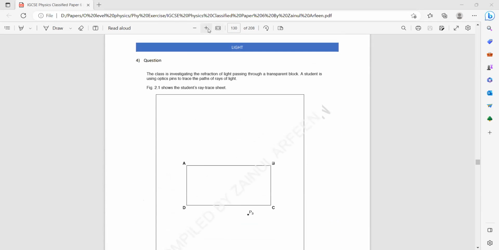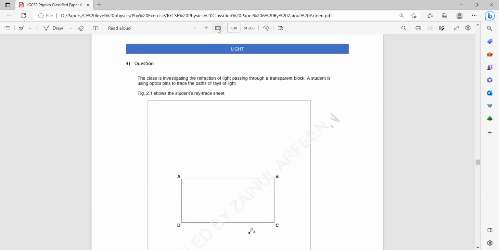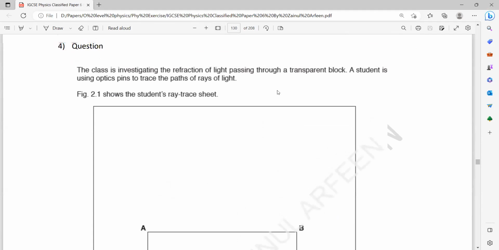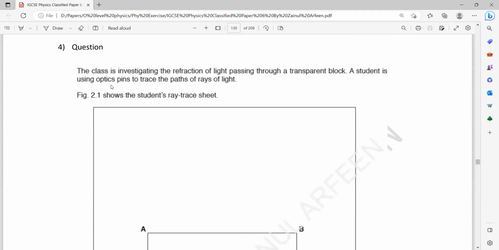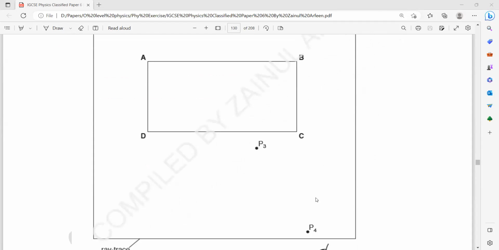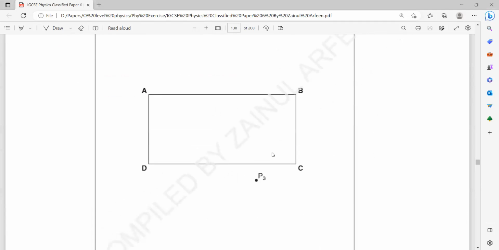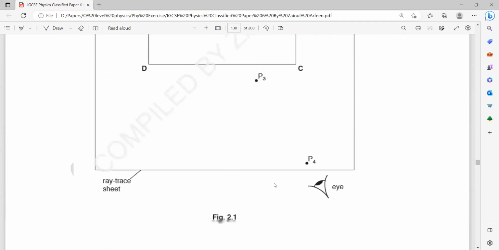Another question from the same topic, light. The class is investigating the refraction of light through a transparent block. A student uses optic pins. This should not be done in a dark room, because we place the pin as an object and identify the position of the pins by using another 2 or 3 pins as an image. This is a trace. A student places a rectangular block.